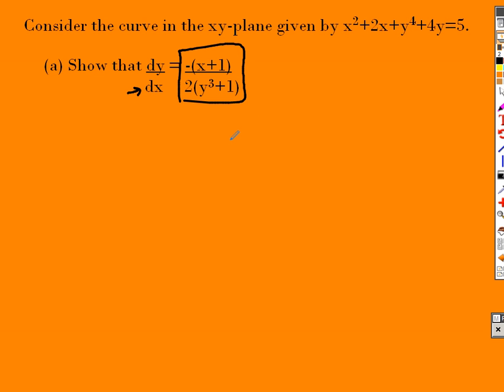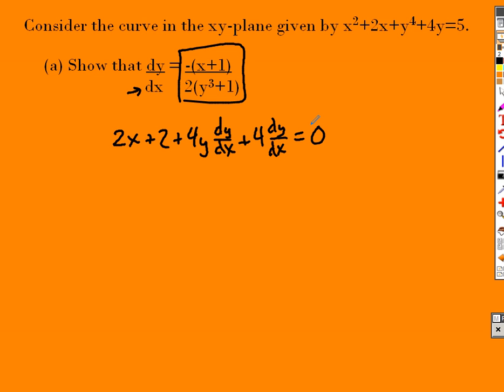So term by term, derivative of x squared is 2x. The derivative of 2x is 2. Derivative of y to the fourth will be 4y cubed dy/dx, because we're doing it with respect to x. And then derivative of 4y will be 4 dy/dx. And it's going to equal 0 because the derivative of 5 is 0.